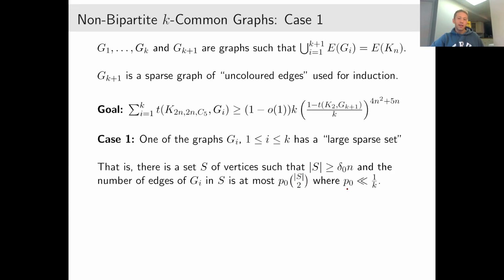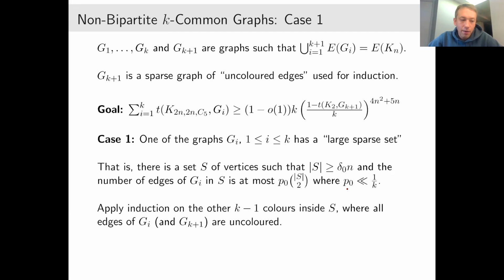Then basically this G_i has a large sparse set, and I want to ignore color i. Imagine G_i could be just a bipartite graph, and if G_i was just a bipartite graph, we wouldn't find any copies in G_i. So essentially at this point, we're just going to give up on color i. We're going to try to find lots of copies in the other k-1 colors to compensate for the loss of color i, and we're going to find all of those copies inside of S.